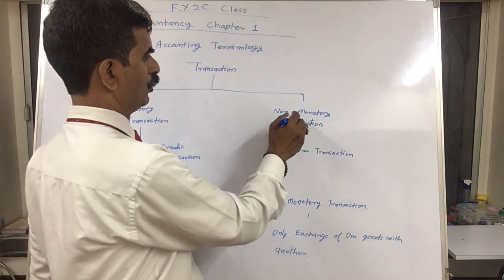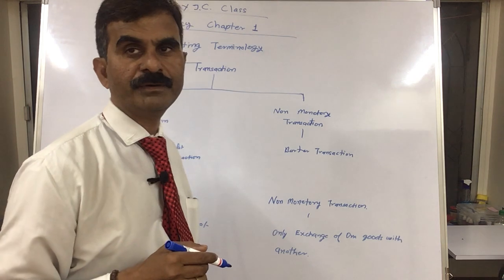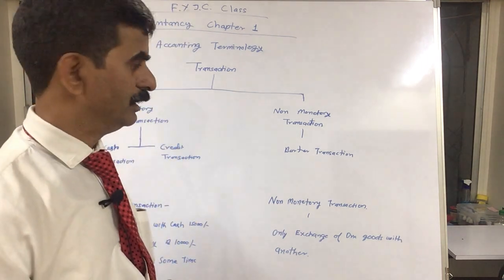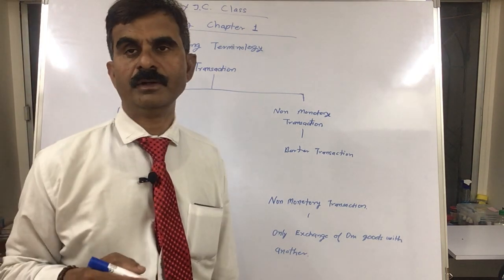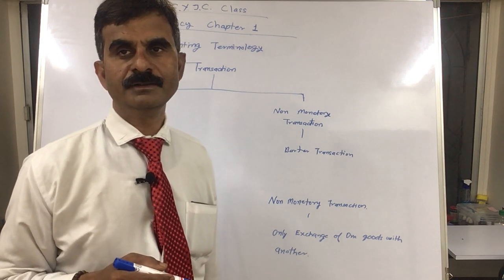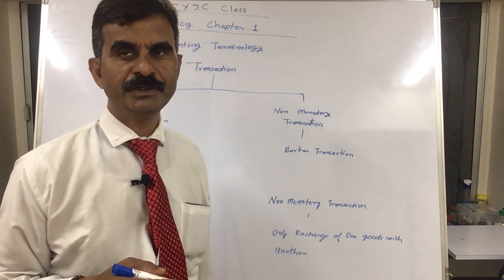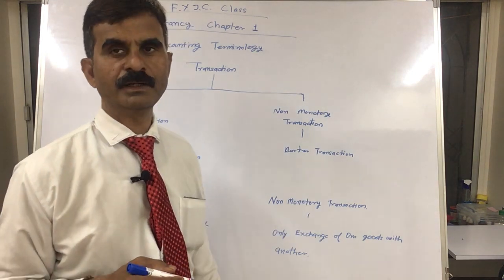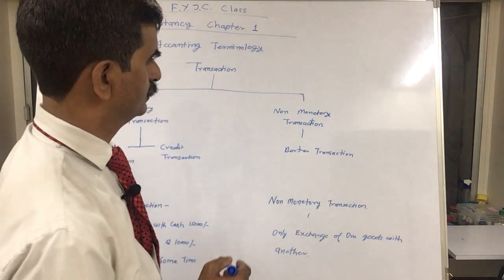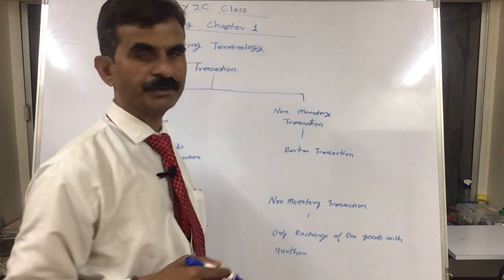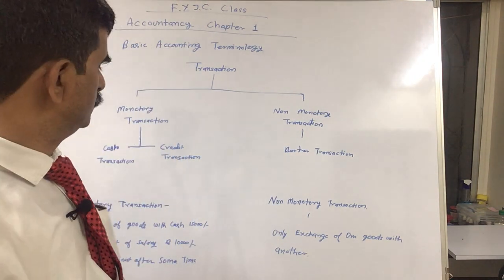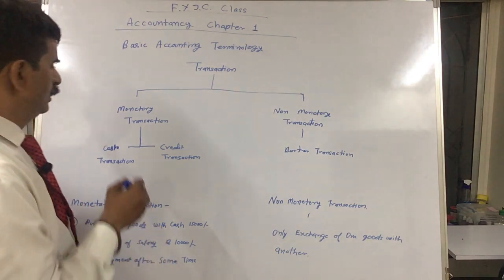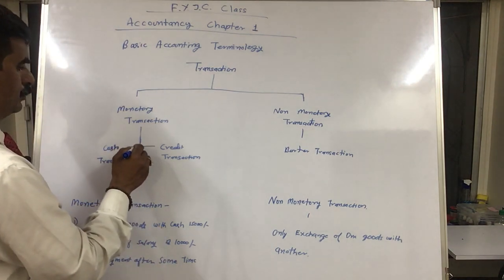And the other is non-monetary transaction. What is a non-monetary transaction? It is one where no cash or credit is involved. There is only an exchange of goods, an exchange of one material for another material. That is called a non-monetary transaction. So students, do you understand monetary transaction well?